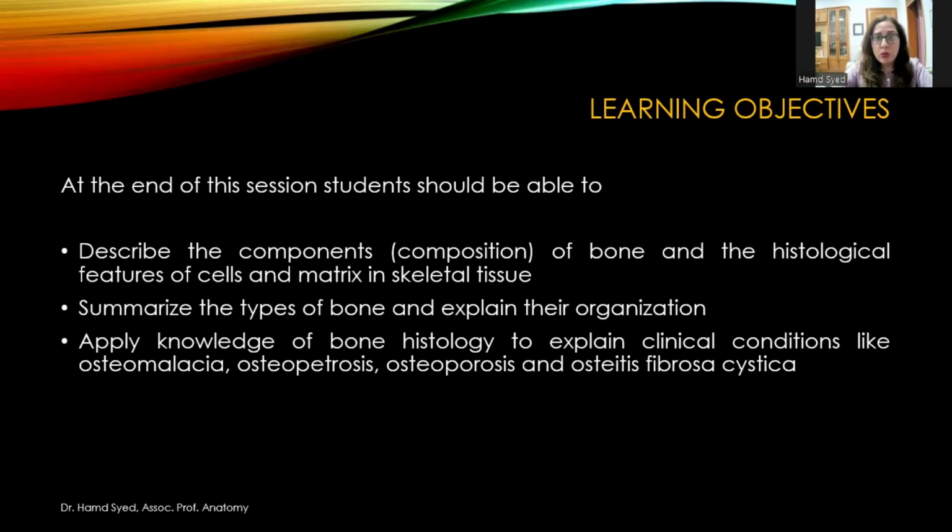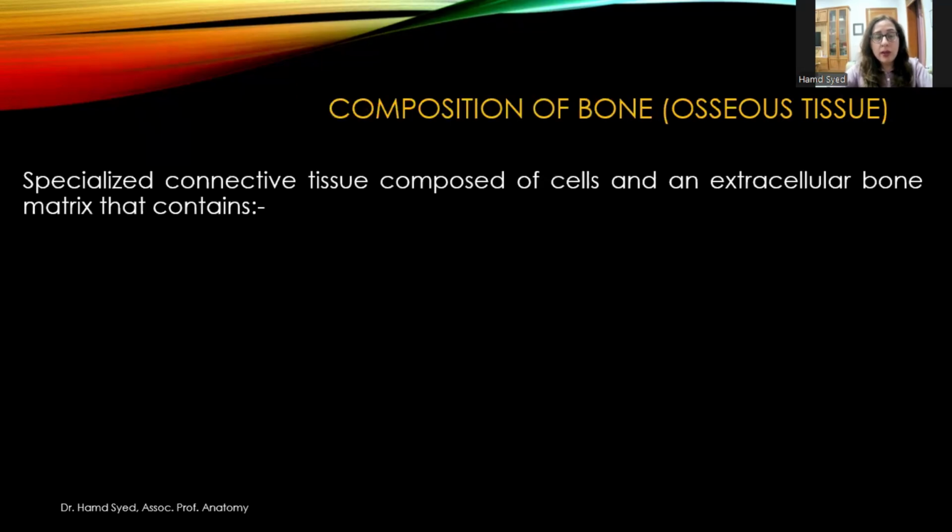So let's start first with the basic histology of bone. Like I told you, whenever we talk about any tissue, we have to separate it into the cells and then the matrix, that is the environment in which those cells are present. So bone is a specialized connective tissue and it is composed of cells and an extracellular bone matrix.